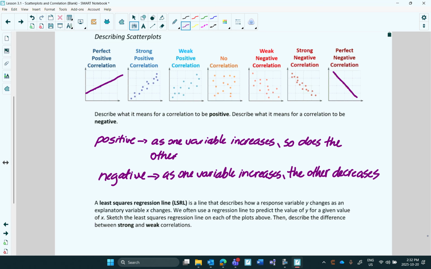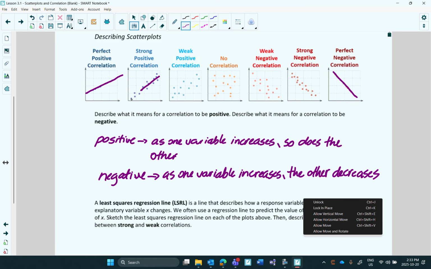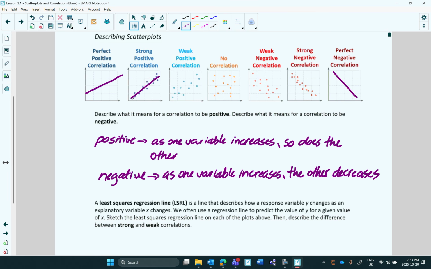And what can we do with lines? Well, we can quantify them by defining equations for them, which helps us make predictions and helps us answer questions. If the correlation starts to get a little weaker, we need to draw a line so that about half the points are above and about half are below. So maybe something like that. And similarly here, something like that.